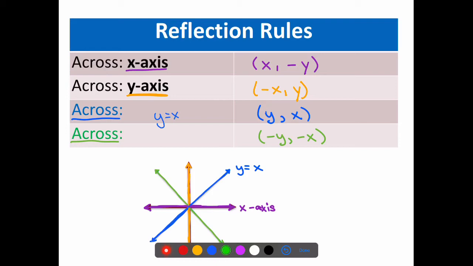And then for the line y equals negative x, we will flip our x and y values and negate them both. They both become negative. And those are our reflection rules.